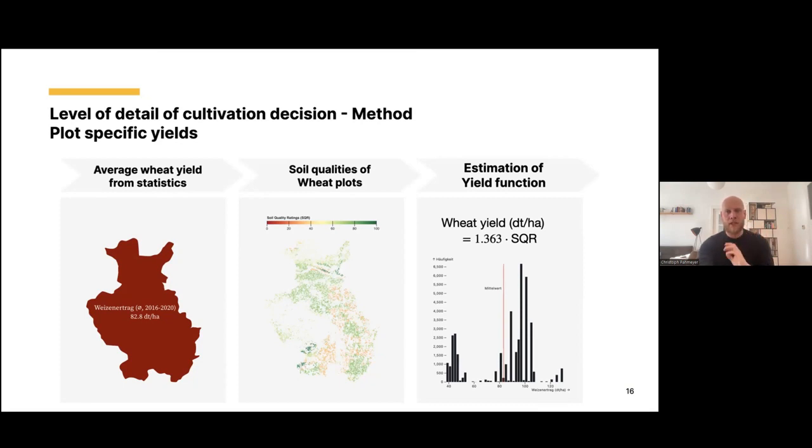Because obviously we lack actual high resolution yield data, which is rarely available, unfortunately, in Germany, and especially not available for the whole country or even whole regions. Usually it's just available for single farms or single plots.